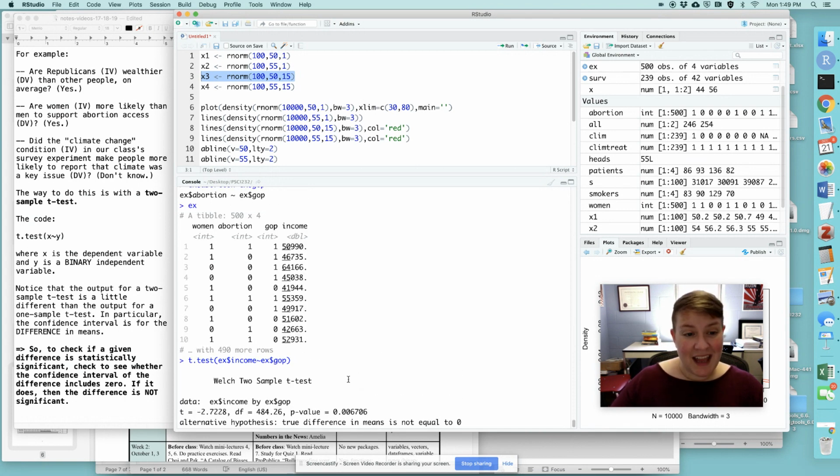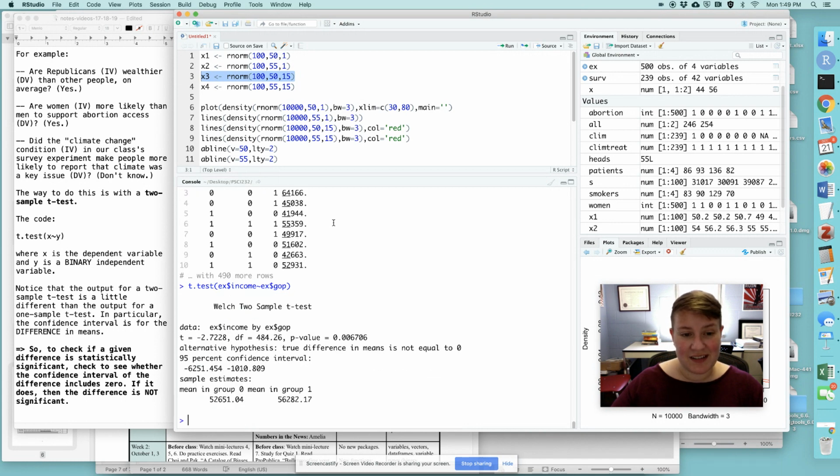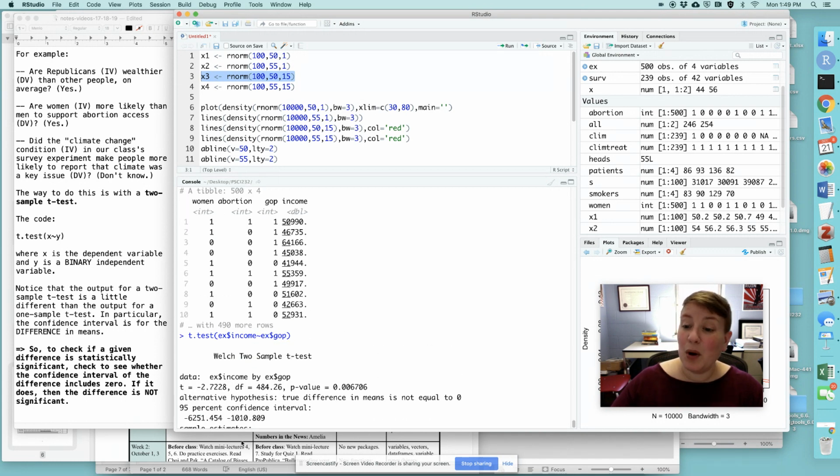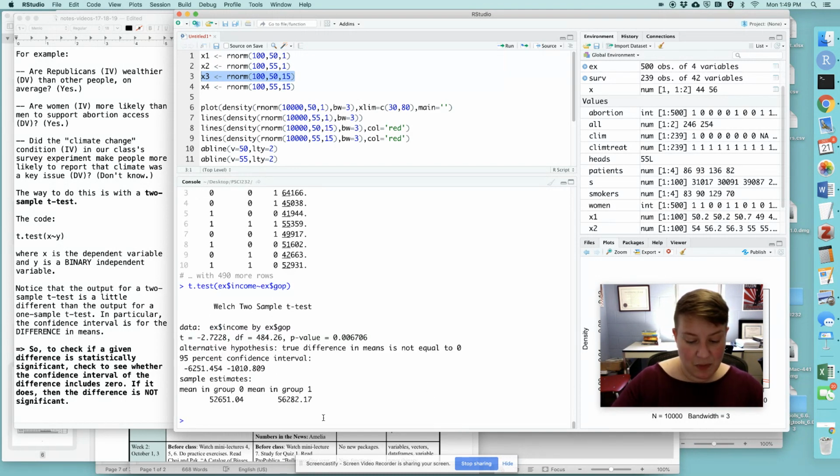So let's say we ask, are women more likely than men to support abortion access? You'll notice that these are both binary variables. Now, in a two-sample t-test, your independent variable must be binary. Your dependent variable may be binary. So let's see what happens when we go t.test x abortion tilde x women.